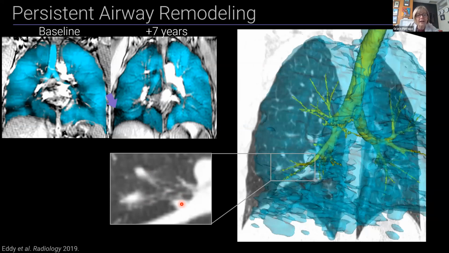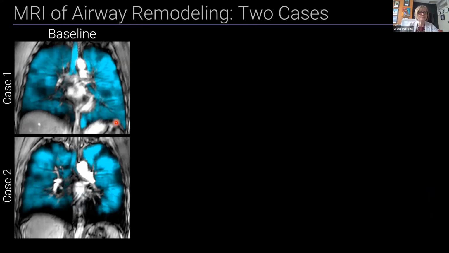And you can see that it's a highly abnormal airway. It's actually thinned out and terminates. So I think we can safely say that this airway is probably terminated or truncated or obliterated. And this ventilation defect is probably going to be there for the rest of the patient's life, which is troubling.